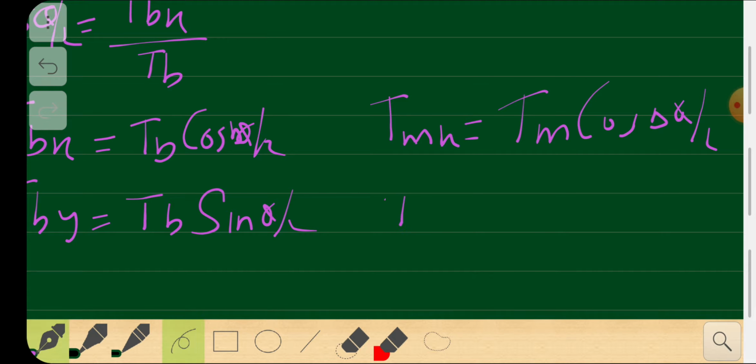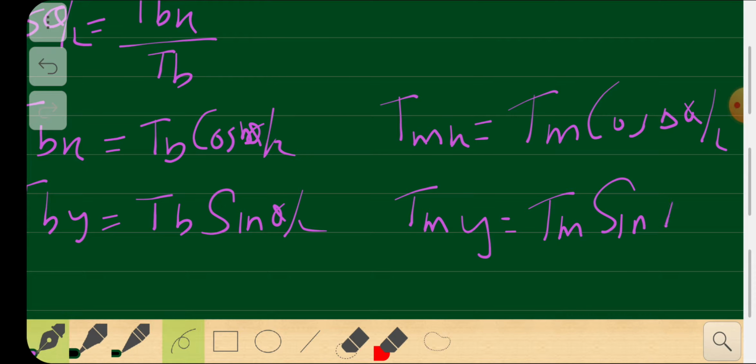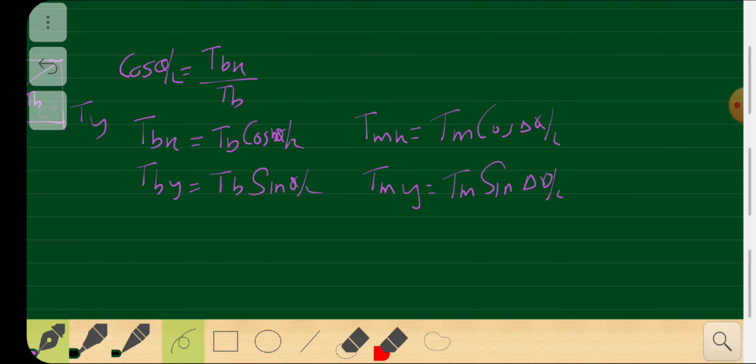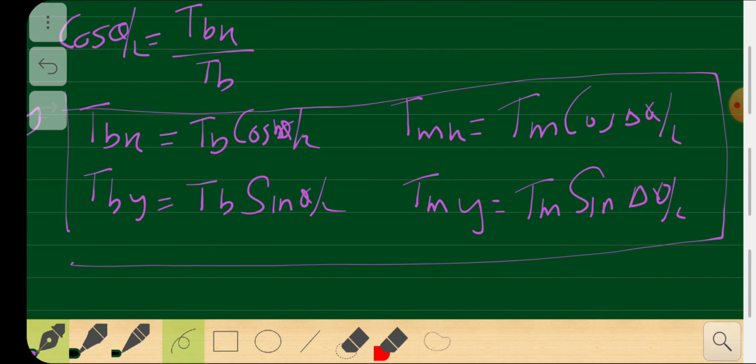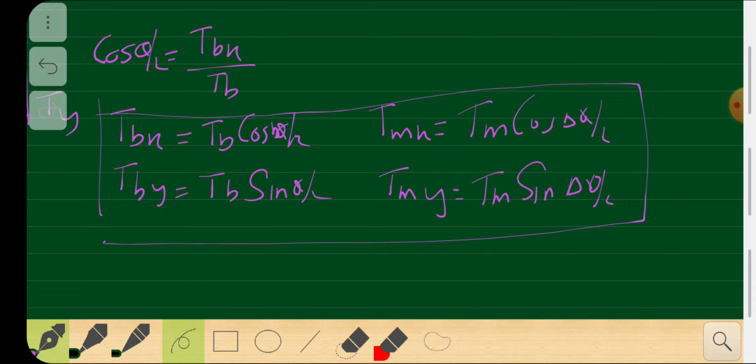Okay, so T of mass in the y direction will be T mass times sine delta theta by 2. Okay, we got that. So we have resolved four components of tension, right? Components of tension of both the mass and the boy who is pulling on the other side. Okay, we have resolved them.